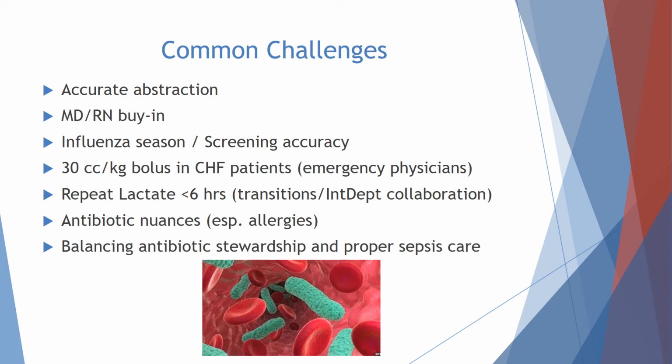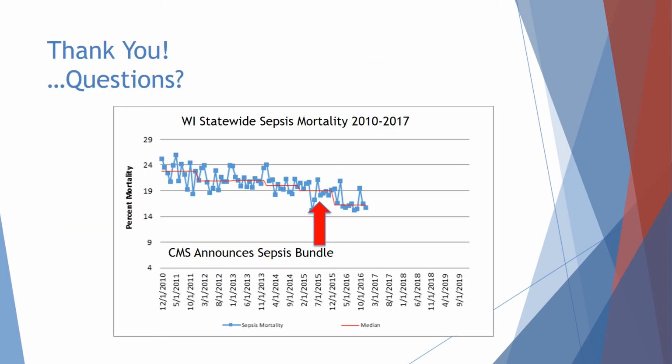These are some of the common challenges that we are seeing with the Sepsis 1 measure. We're not going to get into all of these now. We actually have separate videos on the 30 cc per kilogram bolus and the repeat lactate, so check out those videos. And we are winning. If you look at the Wisconsin statewide sepsis mortality data between 2010 and 2017, we have seen our largest drop in mortality shortly after the CMS sepsis bundle was announced. So since we started keeping sepsis data, we have seen our biggest drop in the last year. Just something to encourage our members that this actually works.